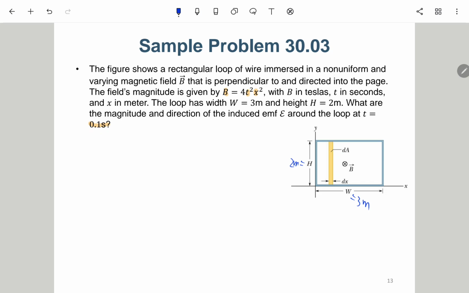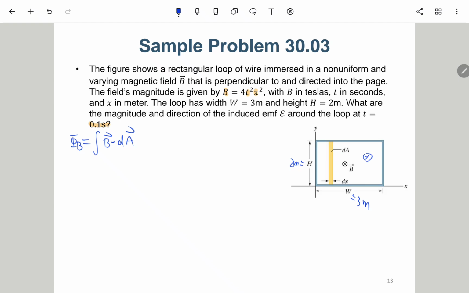Okay, so first we would like to find phi B equals the integration of B dot dA. This time B is not constant or uniform, so we need to use the integration rather than a simple product. But at least B and dA will be perpendicular.